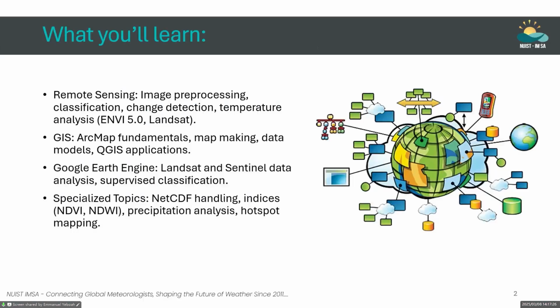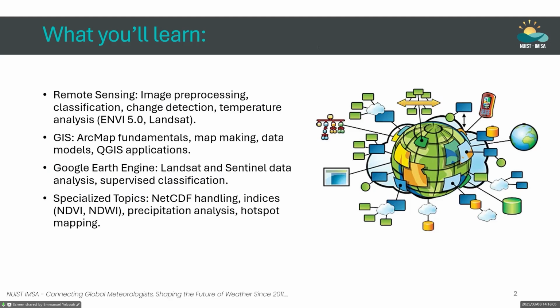For this one, you will learn about remote sensing image processing, how to process satellite images, and how to do a simple classification, change detection, and temperature analysis. We will use ENVI 5.0, and if you have a higher version of the software, that's also fine. I think you already installed these. You have to install three software: ENVI, ArcGIS with ArcMap, and QGIS. You also need to register for Google Earth Engine and download Google Earth Pro.